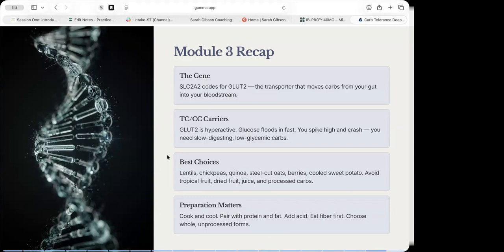Some of you have really fast dump trucks. They're dumping their glucose into that bloodstream really fast, and others have nice moderate moving carriers that are keeping that flow of glucose into the bloodstream a little bit more gentle. And if you have one of those hyperactive carriers, then we want to make sure that we're prioritizing things that are higher in fiber, good sources of protein, and that preparation really matters.